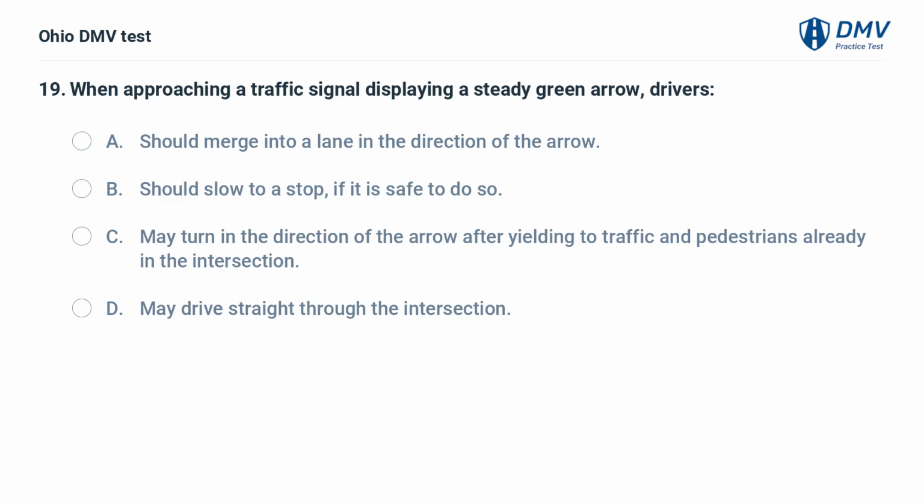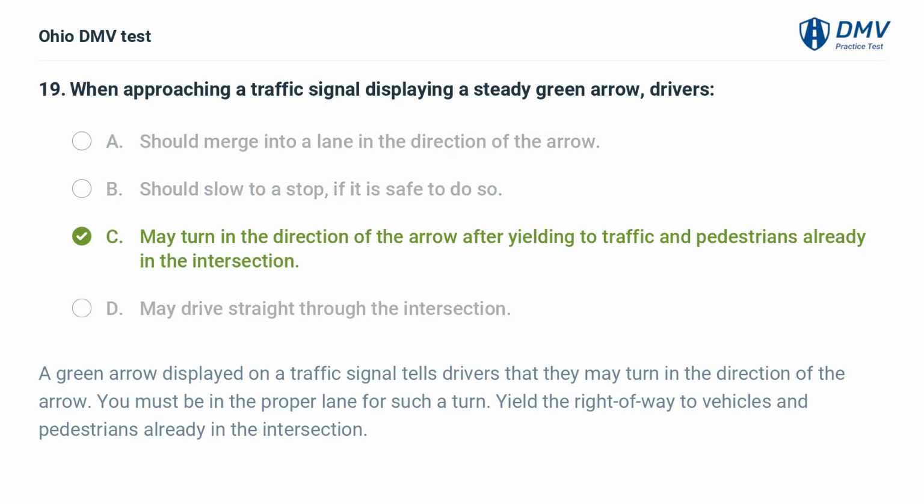When approaching a traffic signal displaying a steady green arrow, drivers A. Should merge into a lane in the direction of the arrow. B. Should slow to a stop, if it is safe to do so. C. May turn in the direction of the arrow after yielding to traffic and pedestrians already in the intersection. D. May drive straight through the intersection.